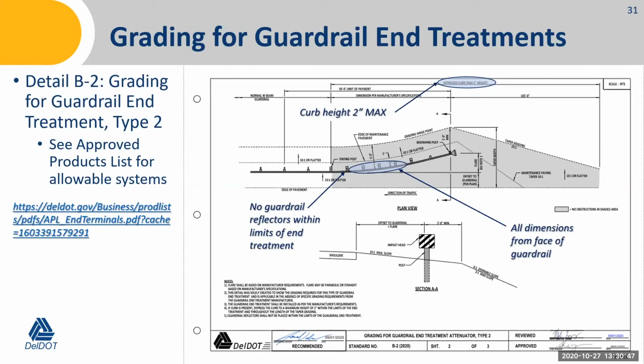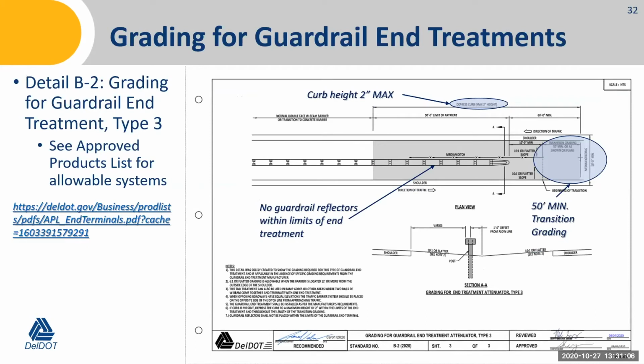For the type 2 end treatment, the details are the same or similar as far as the updates: curb height no more than 2 inches, dimensions from the face of the rail, and no guardrail reflectors within the limits of the end treatment. And just to note here, right now we only have one approved type 2 MASH compliant end treatment on the APL.